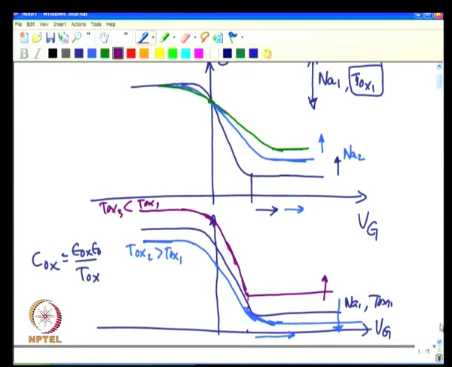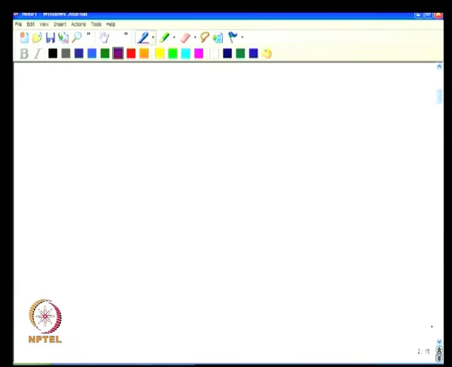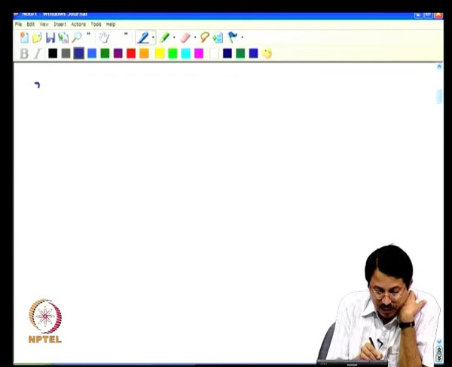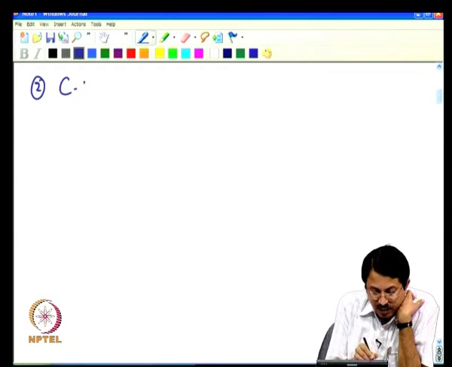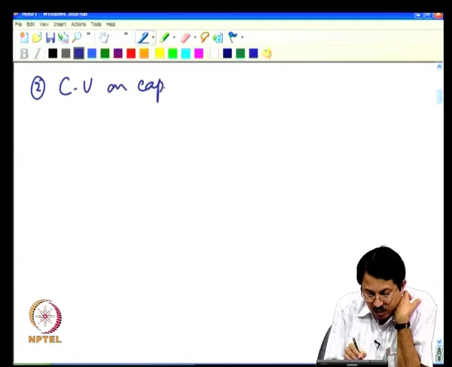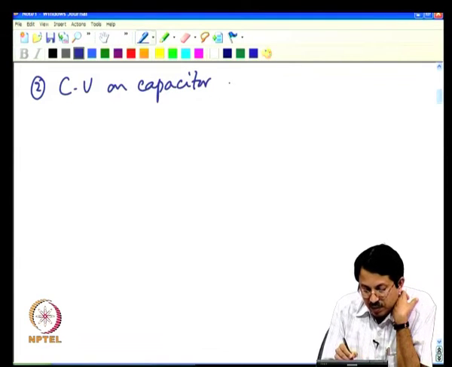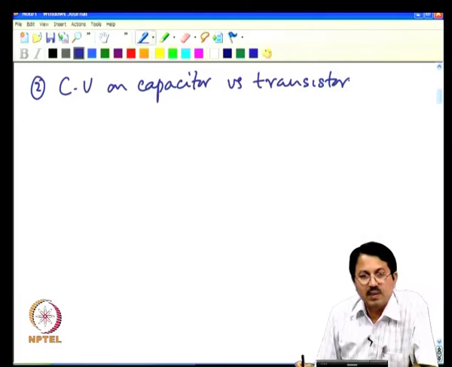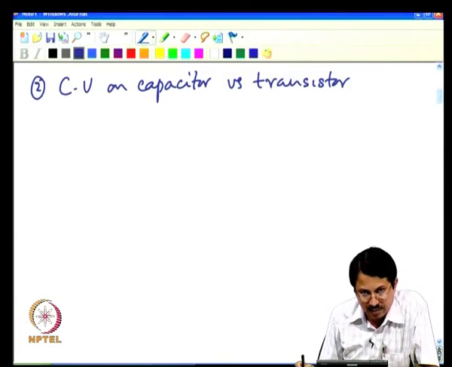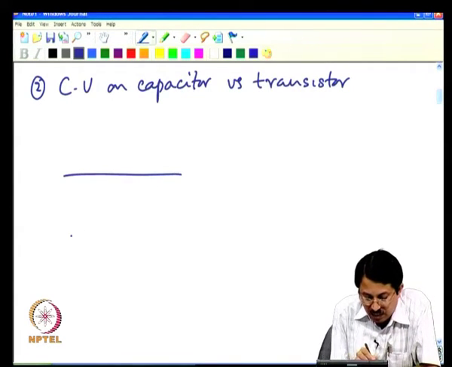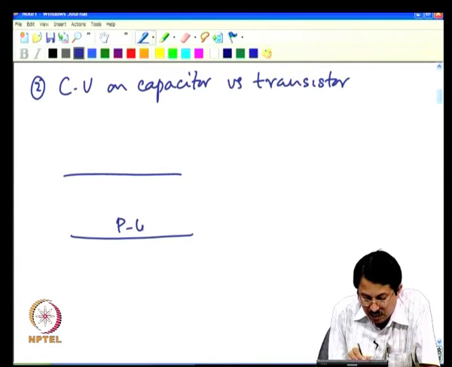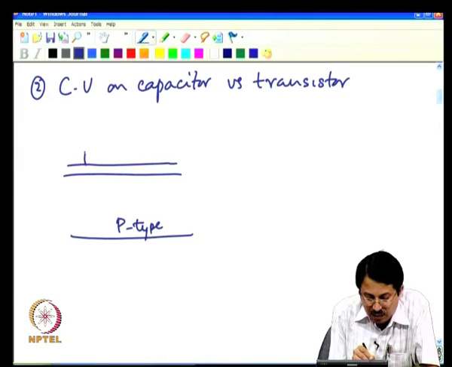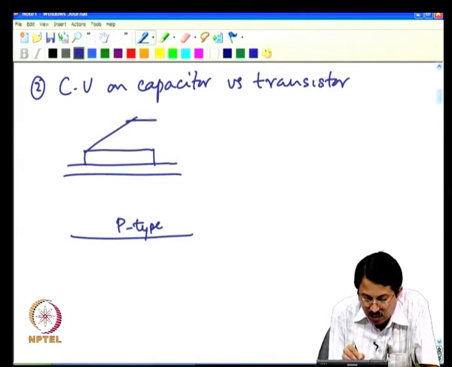Now, one other point that I wanted to discuss is CV on, we have been talking about MOS capacitors, but we also built transistors using these. So, is there any difference in CV of a capacitor device and a transistor device? In other words, the question that I am asking here is that you have a p-type substrate, let us say, you have oxide, and you have essentially built an electrode here, which is your gate.